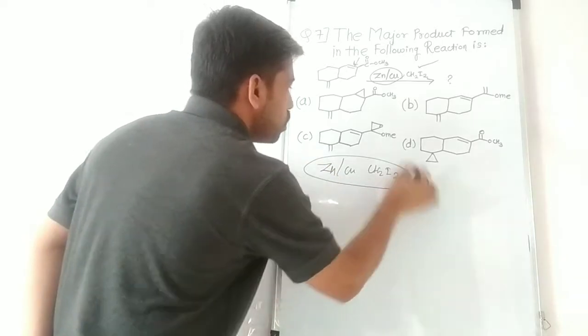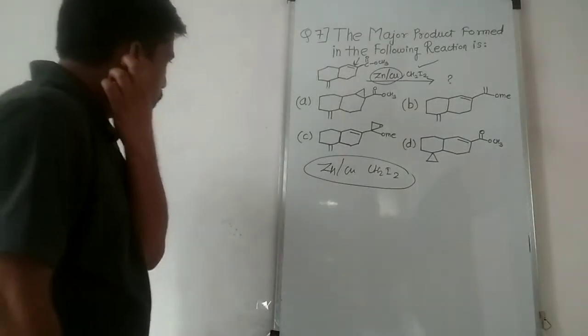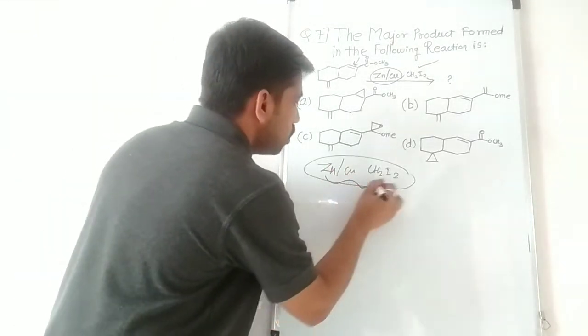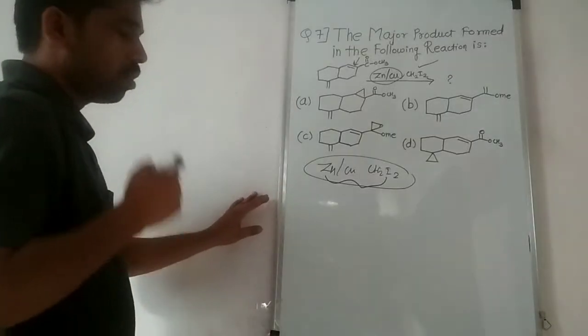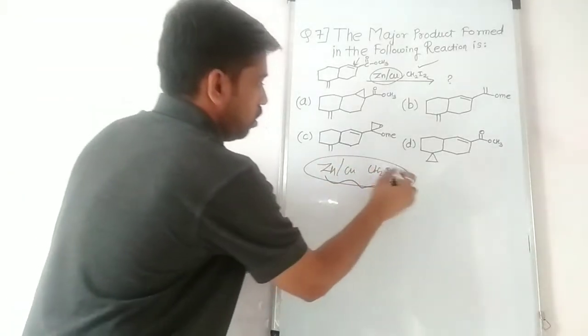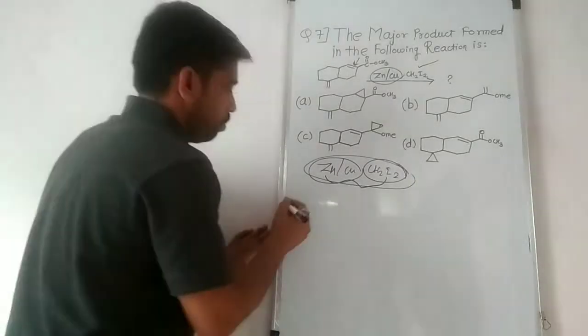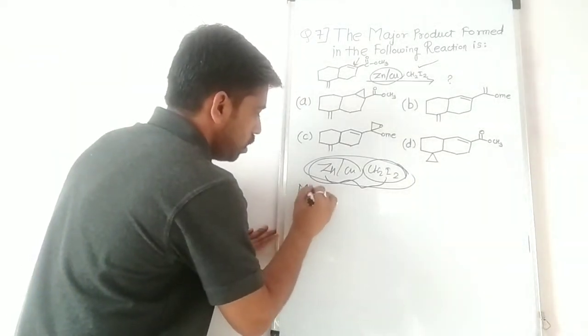This is the condition for the Simmons-Smith reaction. This condition is the Simmons-Smith reaction and this is the Simmons-Smith reagent. Now how can we form the Simmons-Smith reagent? Using diiodomethane and zinc copper couple. Let's see the mechanism.